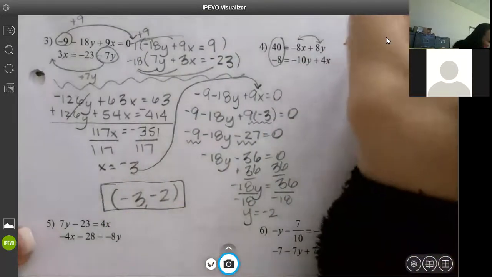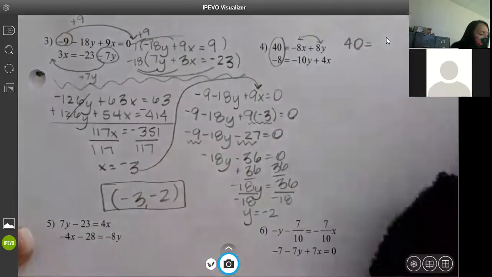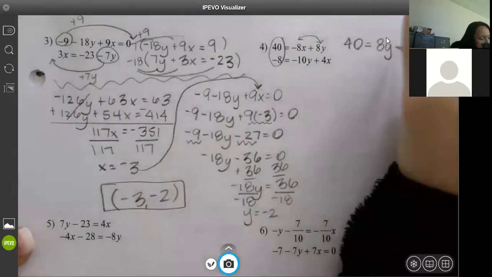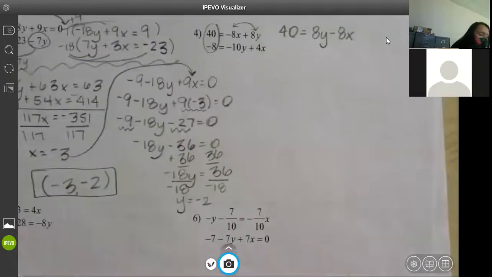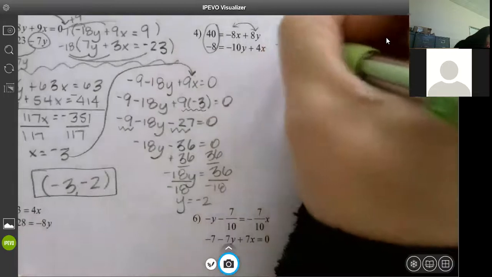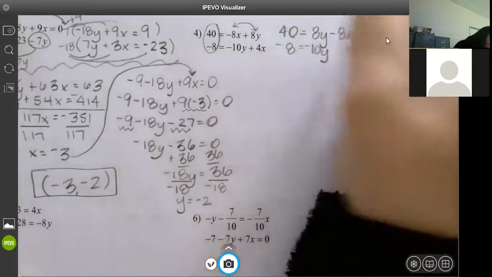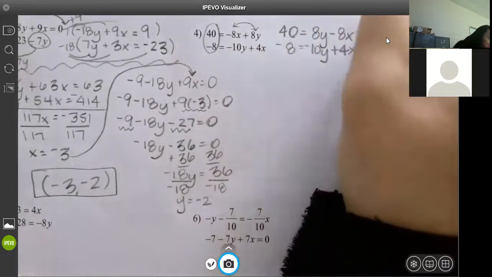So on the first one, we're going to do 40 equals a positive 8y and a negative 8x. On the bottom, now it's in order. We have a negative 10y and a positive 4x.